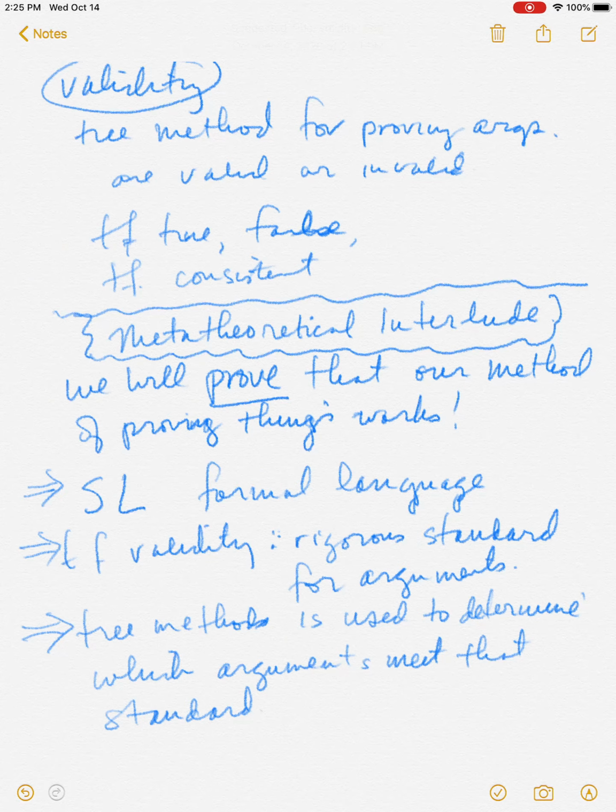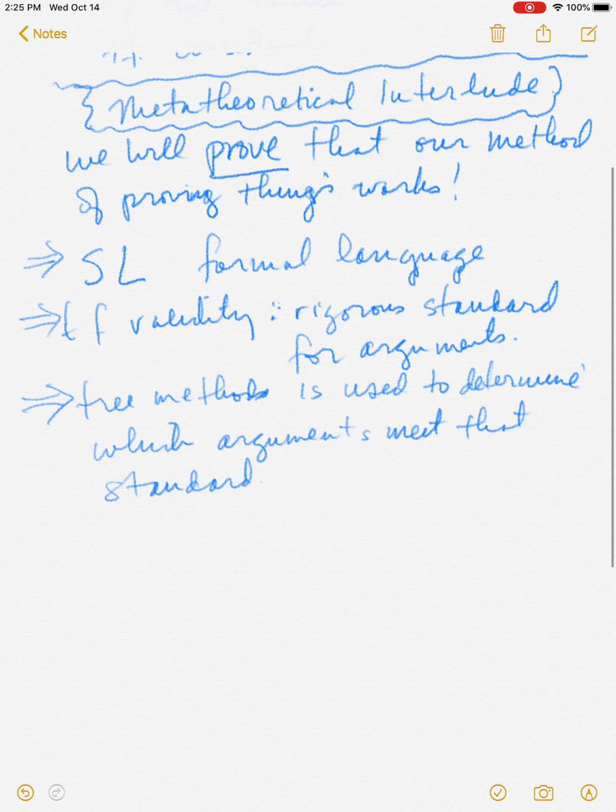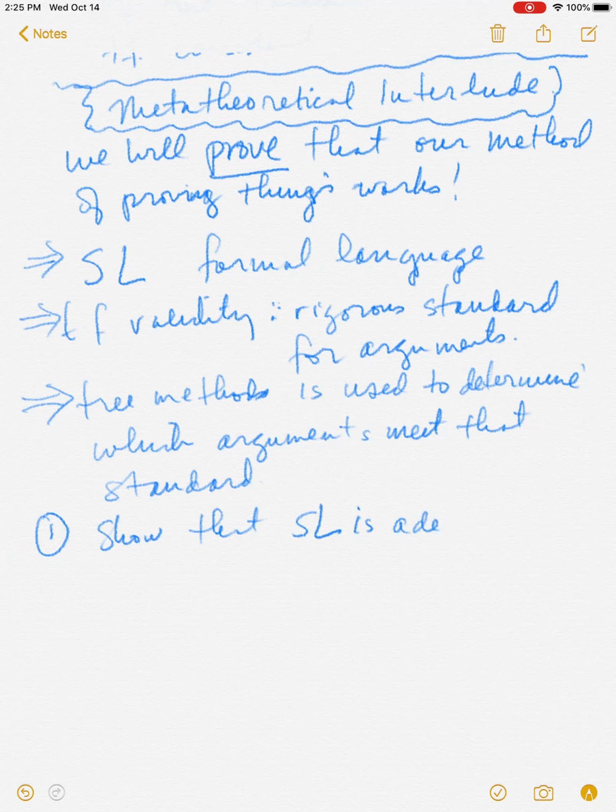So during this metatheoretical interlude, we're going to do two things. The first thing that we're going to do is show that the language SL is adequate for the purposes we're using it for. And this is actually in Chapter 6, in one section of Chapter 6. We'll talk about that in a bit. The rest of Chapter 6, you don't have to read it all.